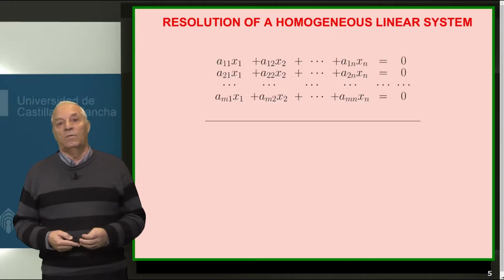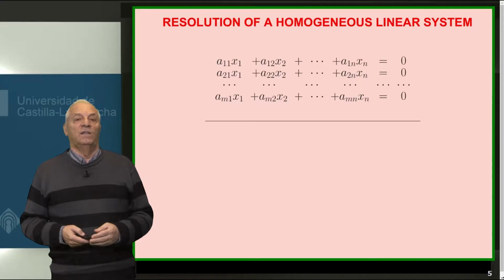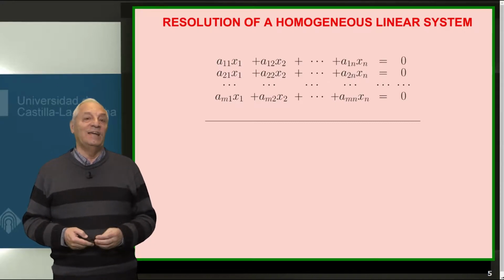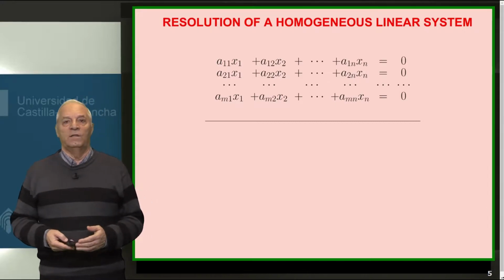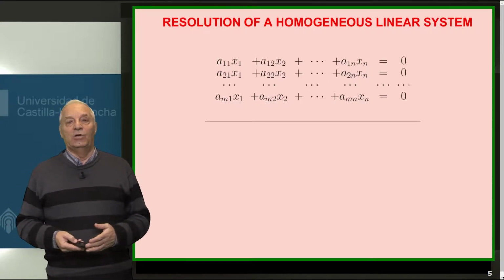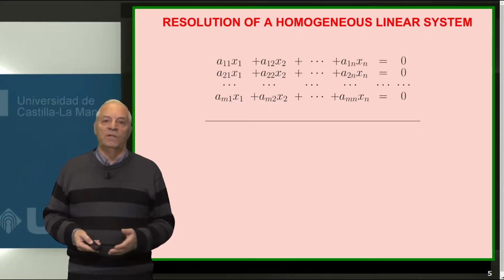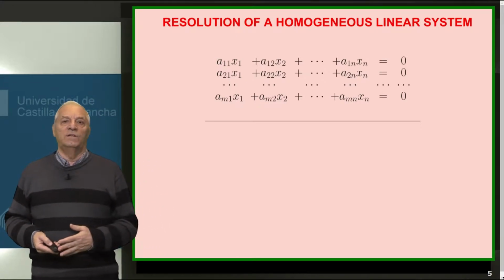This system consists of some coefficients that multiply a series of unknowns. What are the x's? In this case we consider n unknowns and m equations. We must keep in mind that the number of equations and the number of unknowns does not have to coincide.